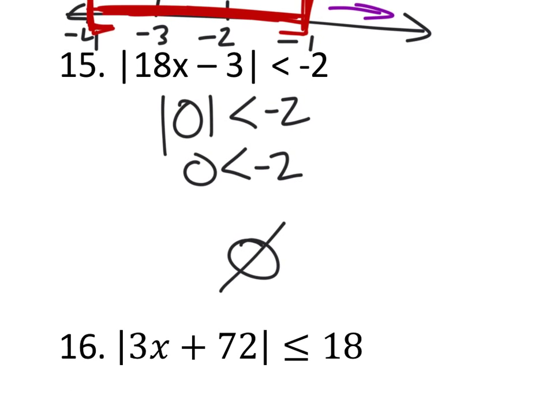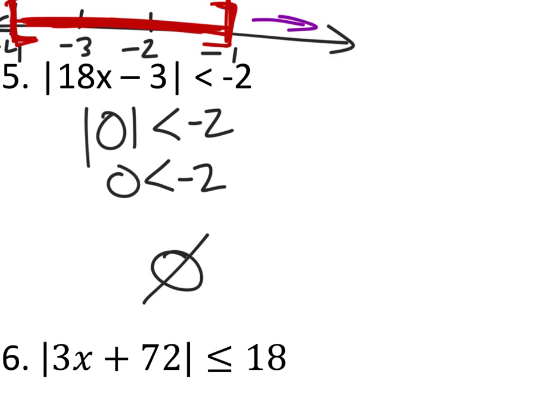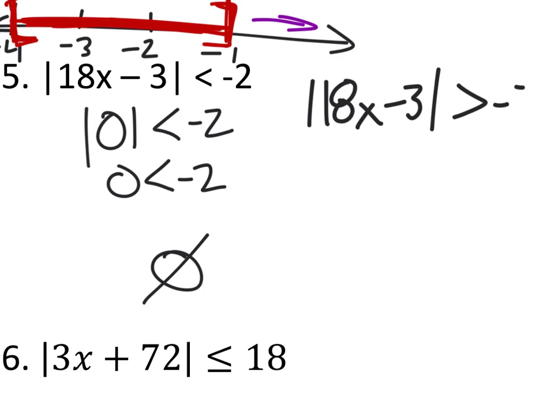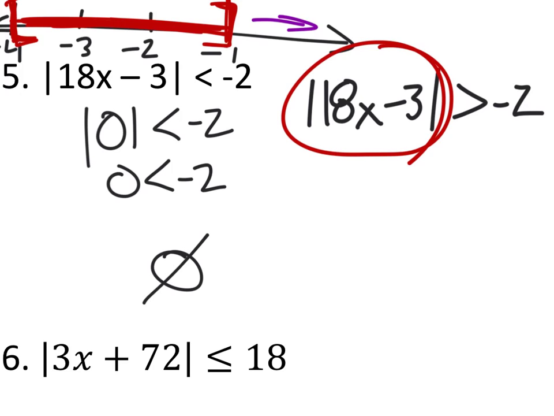But let me go ahead and turn the tables here, okay? If we said that we had the absolute value of 18x minus 3 is greater than negative 2. Well, now we can see that this absolute value is always going to be greater than negative 2, no matter what. Again, the smallest value we can get out of it is 0, and 0 is greater than negative 2.